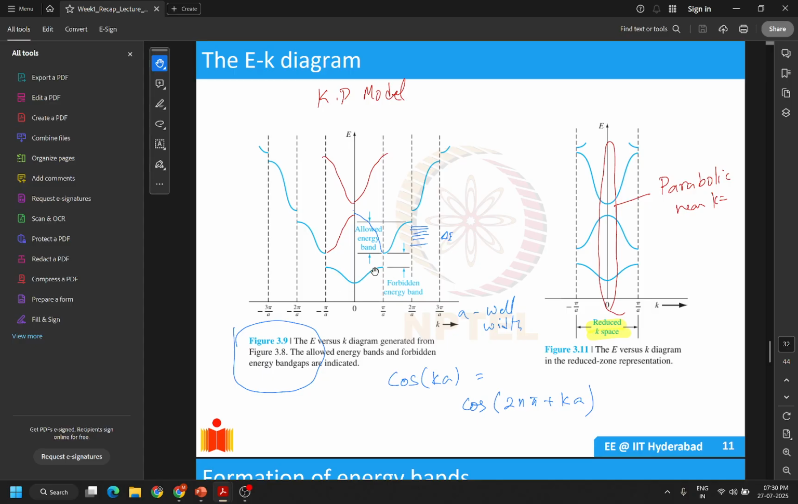This is the number of energy levels between two adjacent atoms. The first band is from 0 to pi by a, then for higher momentum the energy level is from pi by a to 2 pi by a, and for the next, from 2 pi by a to 3 pi by a. Between each of these there is a discontinuity, and this discontinuity is called the forbidden energy band because there are no allowed energy states in this level.